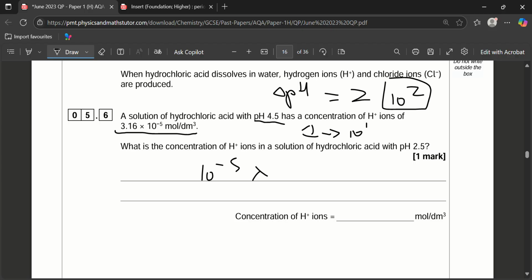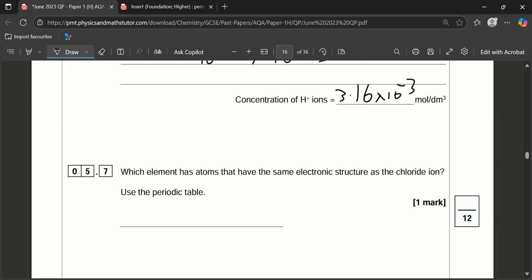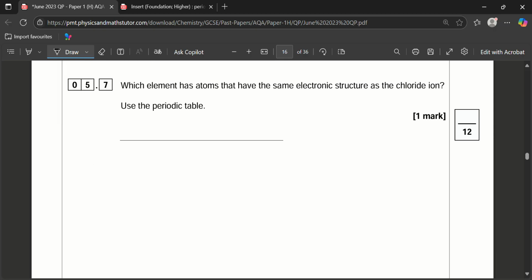Since it follows base 10, if there was only a difference of 1, it would just be a 10 to the 1 difference. But here it's a 10 to the 2 difference. So essentially we have a 10 to the minus 5 times 10 squared to get 10 to the minus 3. The number in front just stays the same, and we know that it's now to the minus 3. 3.16 times 10 to the minus 3 for a pH of 2.5.